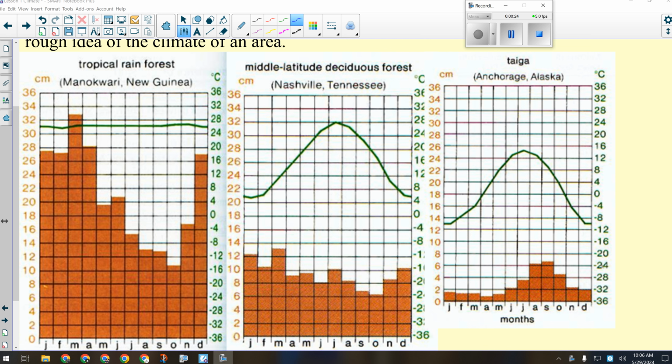Right? Temperature, precipitation, light, and wind. Yeah. From a climate graph, there's really no way to infer wind. Okay, there's nothing on this climate graph that tells us about wind.